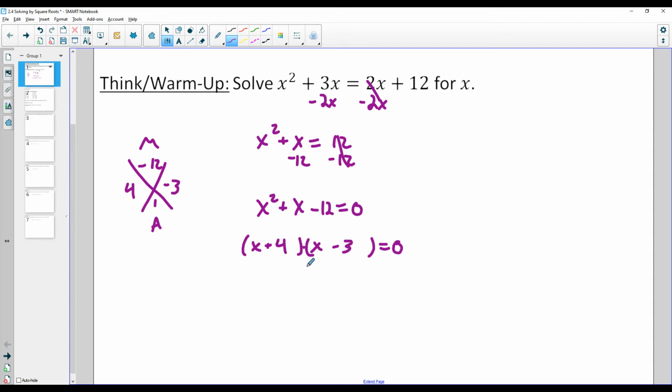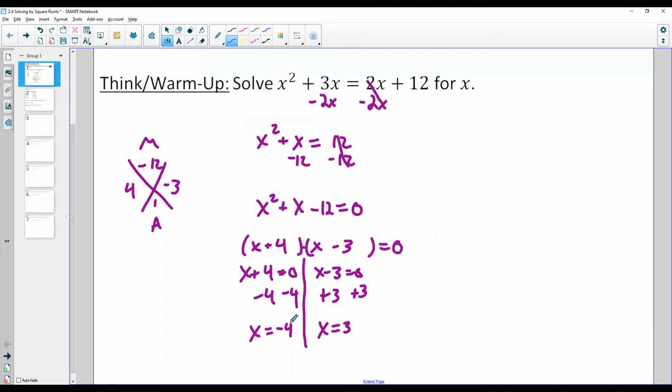And then to solve these, remember we drew this line down the middle and we set both sides equal to 0. Then we just solve for x. So to solve for x here, all we do is subtract 4 over. We get x equals negative 4. And then here we just add 3 over to get x equals 3. And those are our two answers.